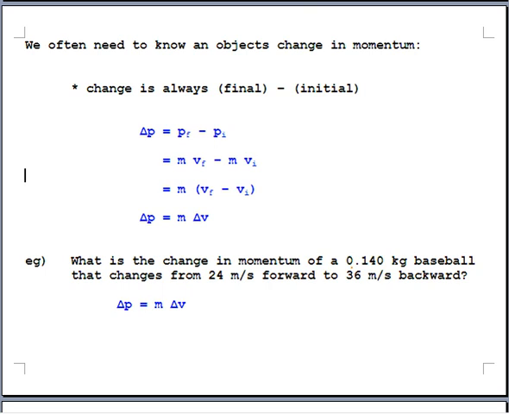So delta P equals m delta V. There's your mass in kilograms. Kind of nice, we've had a physicist measure this as opposed to a chemist. The final velocity was the negative 36 backwards, minus the initial velocity, which was that positive 24. And if you throw that in your calculator, you get negative 8.4 kilogram meters per second. So there's an example showing you how to find an object's change in momentum. Pretty darn easy.